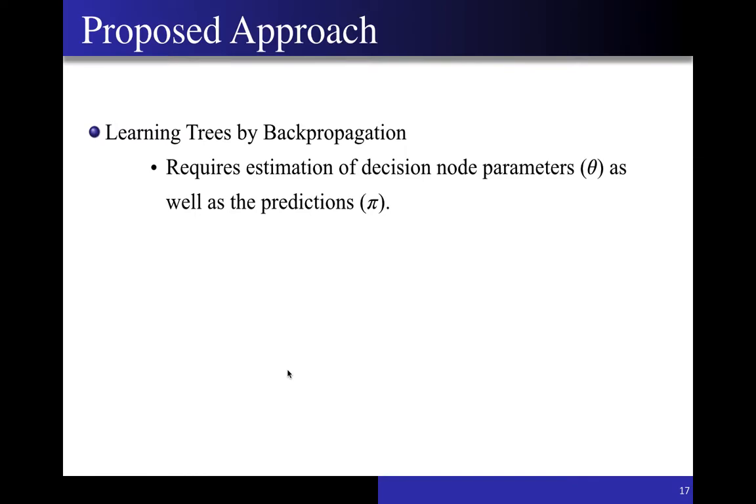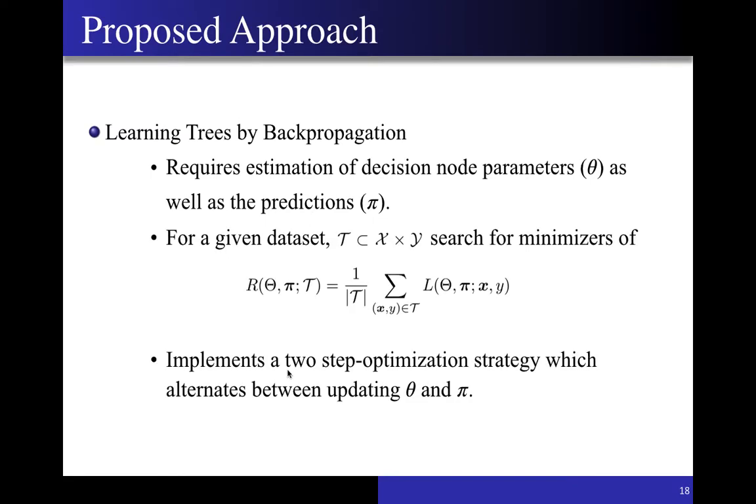Backpropagation. Learning in decision trees involves learning both the decision node parameterizations, the theta, and the leaf predictions, the pi. So given a dataset T, we try to minimize the risk R under log loss, which is this L. Basically we search for the minimizers of this term. So we would like to minimize this.